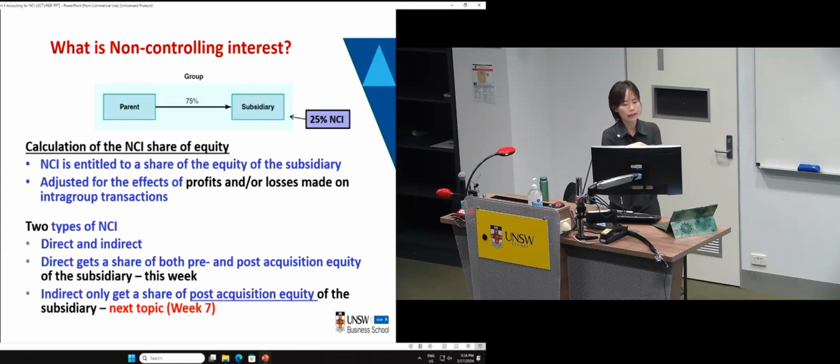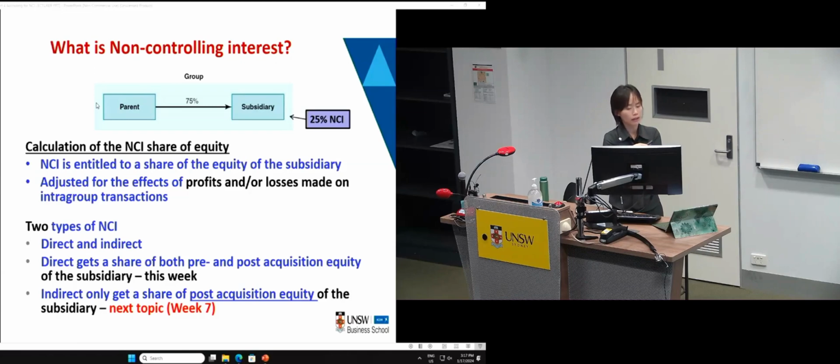Now, how do we calculate the NCI share of equity? As we have previously explained, NCI is entitled to a share of the equity of the subsidiary, but the subsidiary's equity might be impacted, right, by the profit or loss made on intragroup transactions. So you may need to adjust the equity of the subsidiary due to the effect of the intragroup transactions, where the subsidiary's records include unrealized profit or loss from these intragroup transactions. So just be very careful.